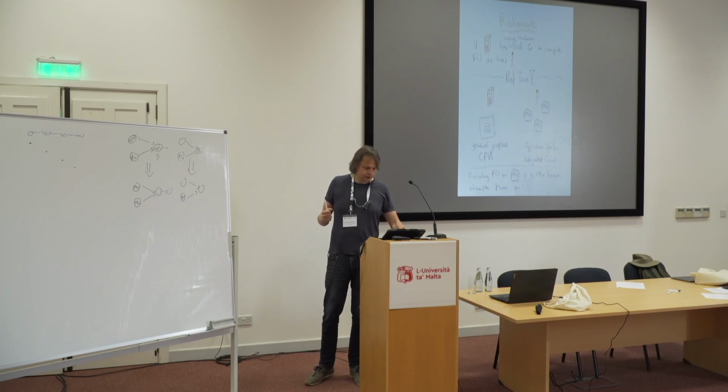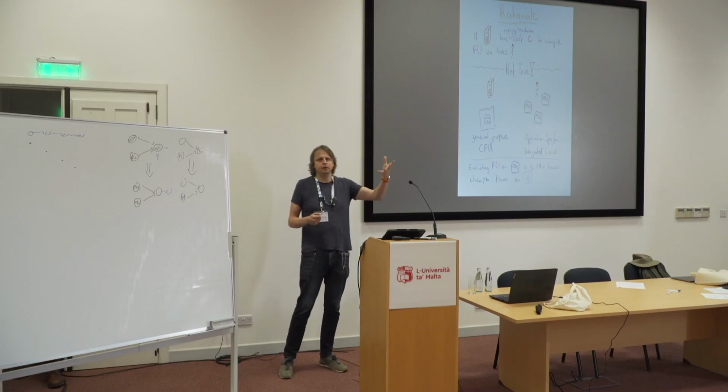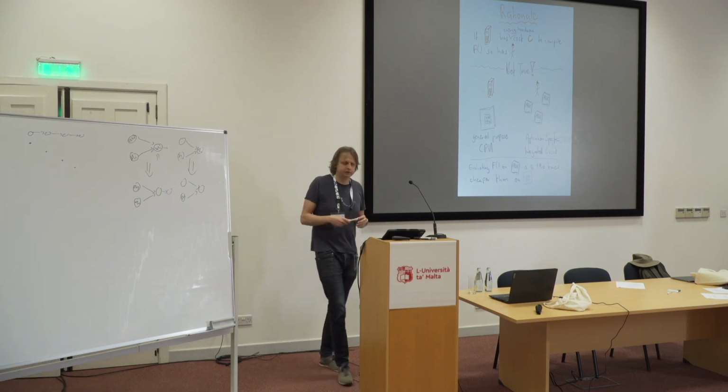So let's look at the rationale of these moderately hard functions. What is the idea here? The idea is, look, the server has to do this computation with this moderately hard function once per login attempt. I don't know how many login attempts he has per hour, but it's typically a quite manageable number.